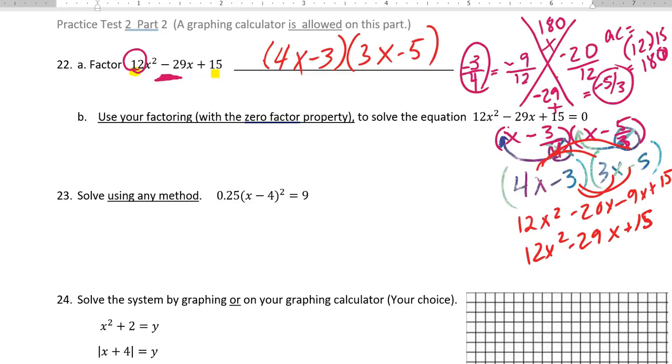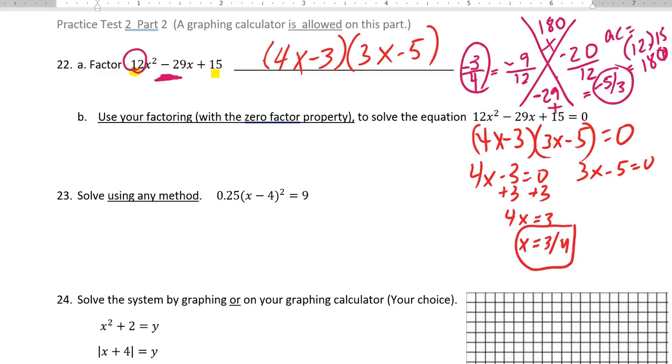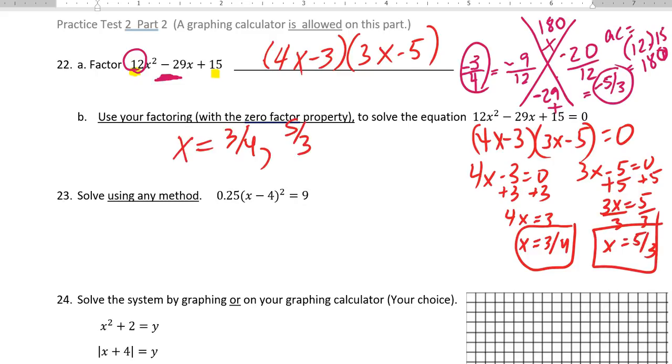Part B says, use your factoring with the zero factor property to solve this equation. I've already factored it. That was part A. And now I'm just going to set each factor equal to 0. For this problem, I'm going to require you to show me this because I'm telling you how to solve it. So I get x is equal to 3/4, and x is equal to 5/3. So I have two solutions.